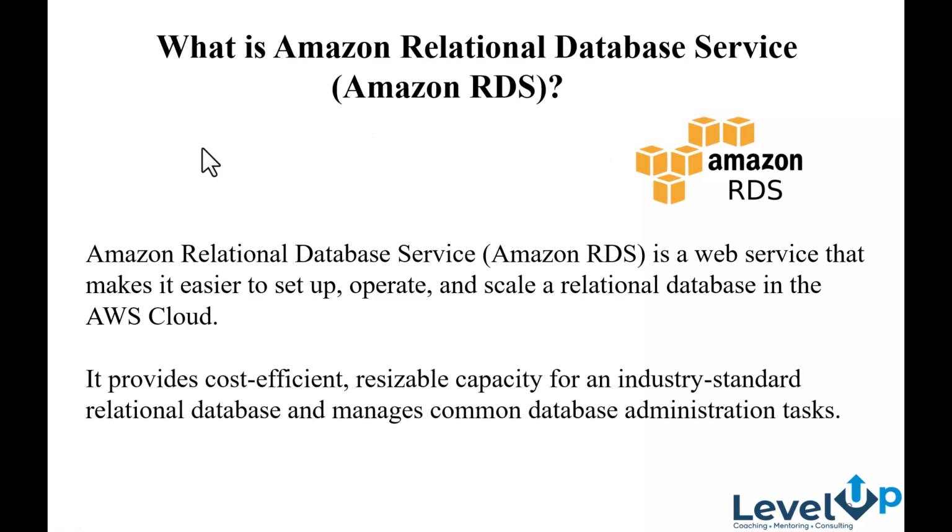Now, what is RDS? RDS is a service that Amazon offers to create relational databases. Amazon Relational Database Service is a web service that makes it easier to set up, operate, and scale a relational database in the AWS cloud. So on the AWS cloud, if you want to work with relational databases, you have a service called RDS.